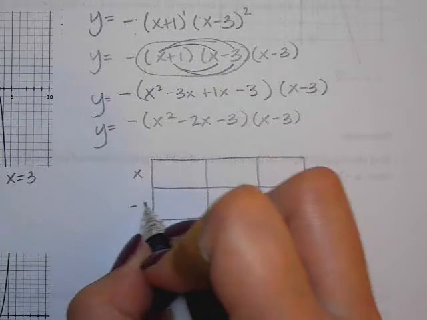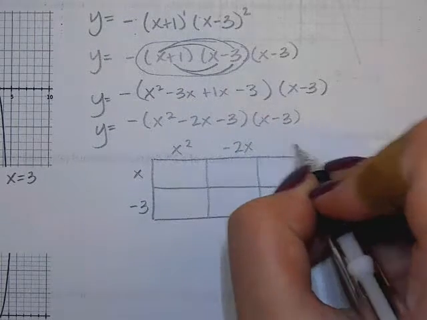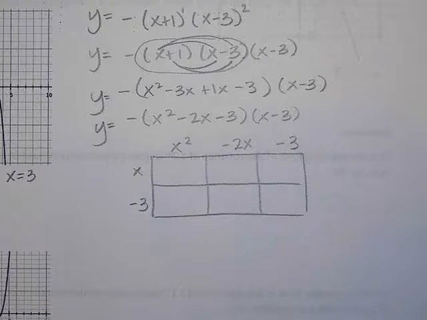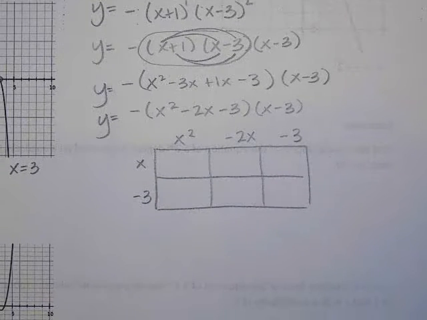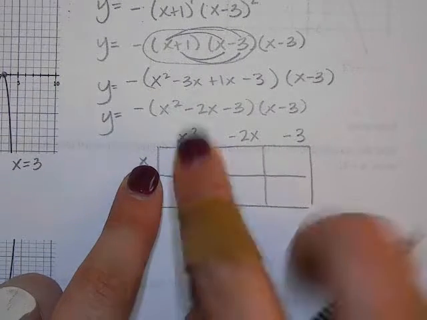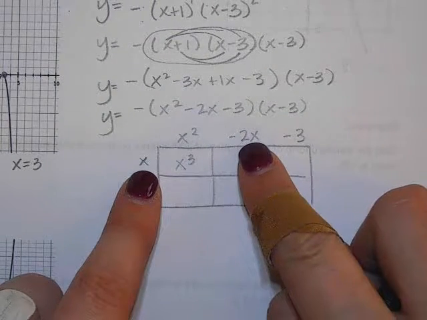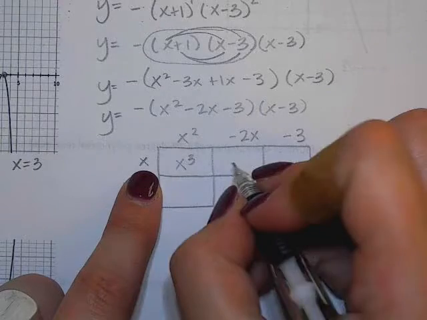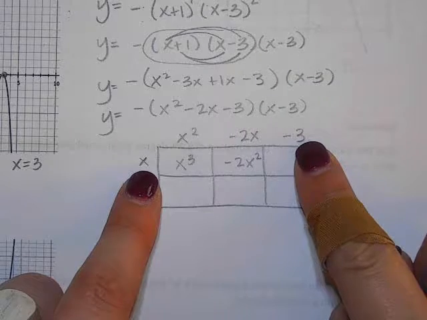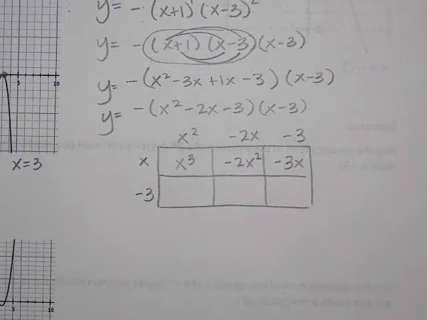So I have x and a negative 3. And then I have x squared, negative 2x, and negative 3. Yes, I do this for myself too. I don't like foiling if it's more than 2 times 2. So what is x times x squared? X cubed, so that's what goes in the first box. What is x times negative 2x? Negative 2x squared. And then what's x times negative 3? Negative 3x. Okay, go ahead and fill out the other 3 boxes.